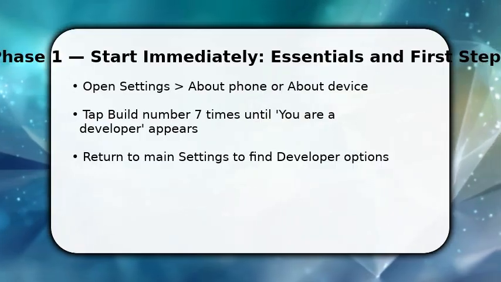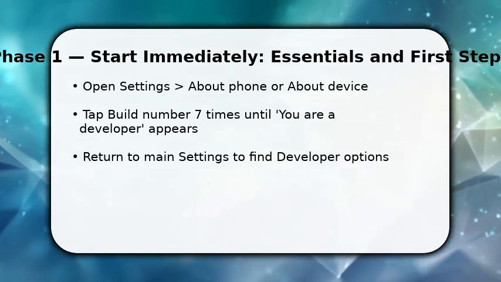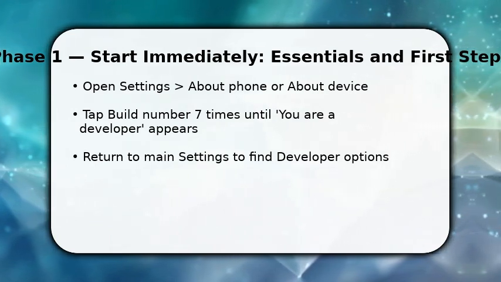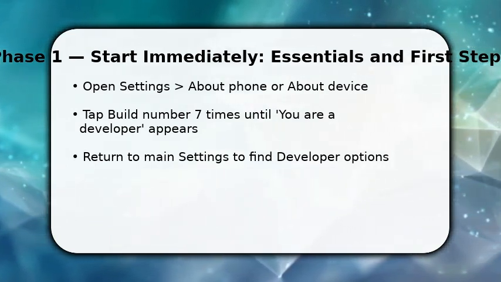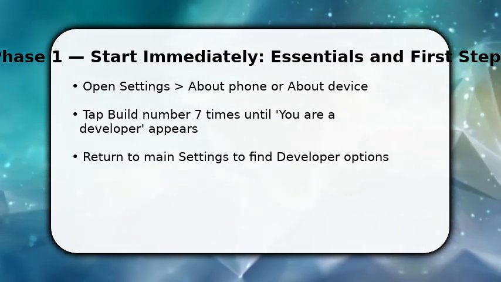You start by unlocking the hidden menu, open Settings, and go to About Phone. Once there, tap Build number 7 times. Watch for the notification that you are a developer. Make sure to use your lock screen PIN if prompted, because some devices require authentication.